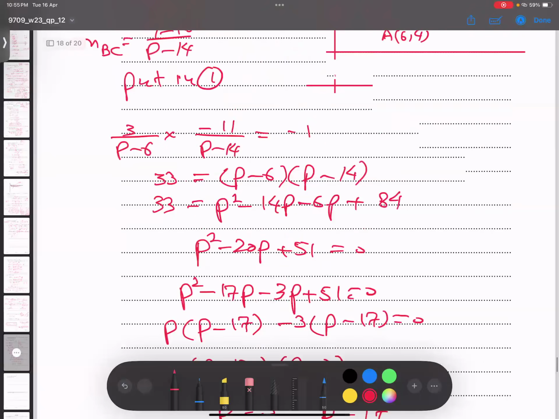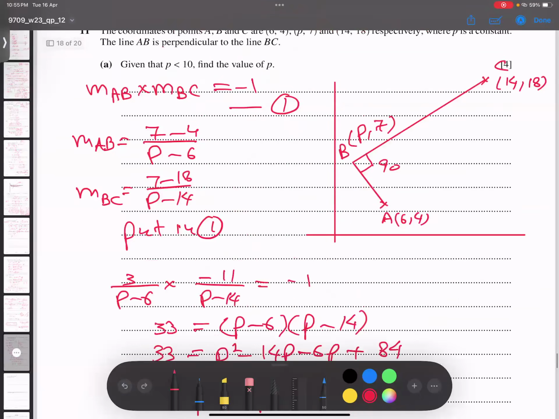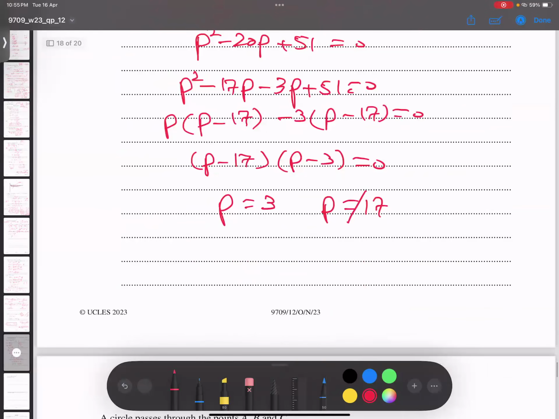According to the question, he said P is less than 10. So this I will ignore, and this I will take. Alhamdulillah Rabbil Alameen, I believe this part is very clear and we have done it.